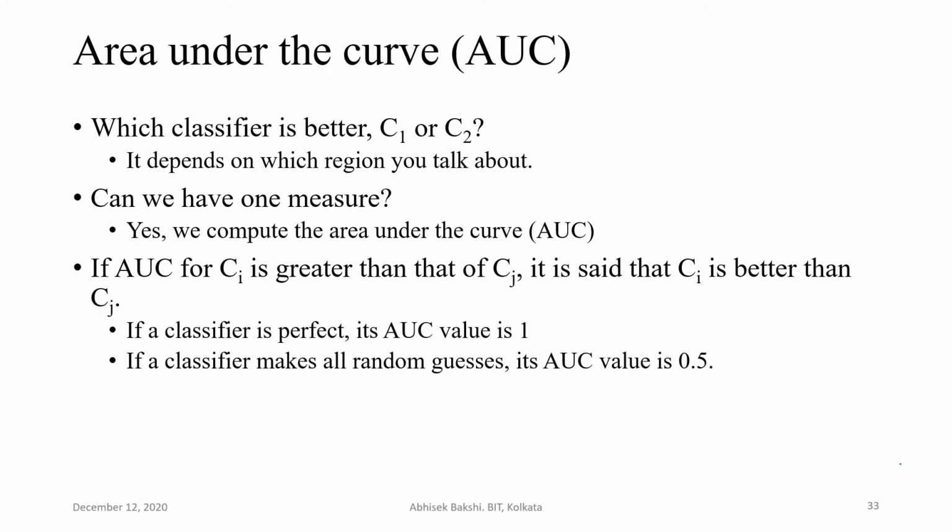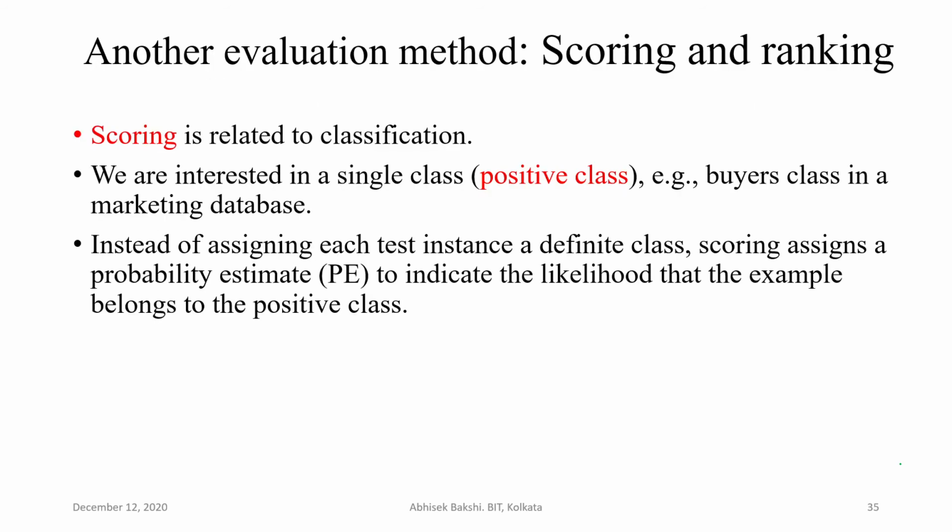Now the area under the curve works like this: if the area under the curve of Ci, the classifier 1, is greater than that of Cj, then it is said that Ci is better than Cj. If the classifier is perfect, then AUC will be 1, and in the worst case AUC is 0.5. So maybe in future, if needed, we will go into detail about this. I'm not interested in it right now.